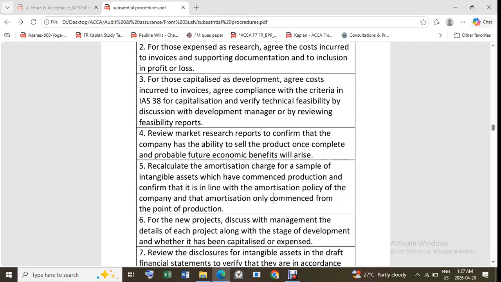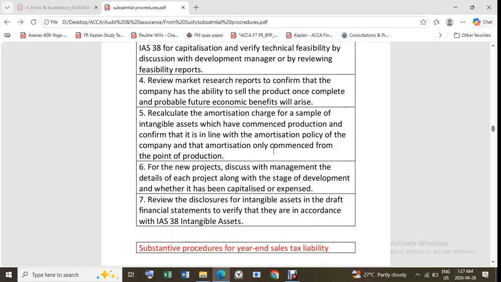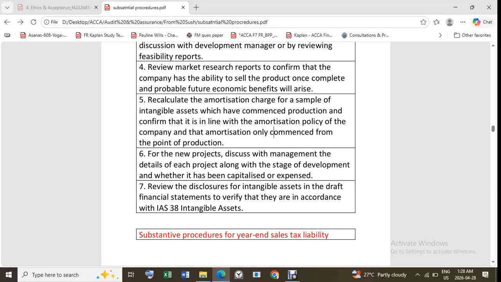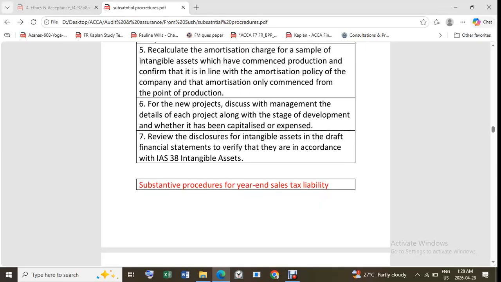And review the market research report to confirm that the company has the ability to sell the product once complete and that probable future economic benefits will arise. Okay. Recalculate the amortization charge for a sample of intangible assets which have commenced production and confirm that it is in line with the amortization policy of the company, and that amortization only commenced from the point of production. For the new project, discuss with management the details of each project along with the stage of development and whether it has been capitalized or expensed.